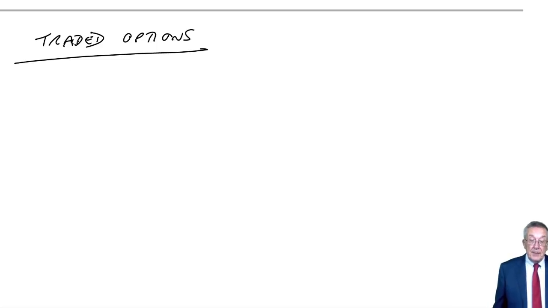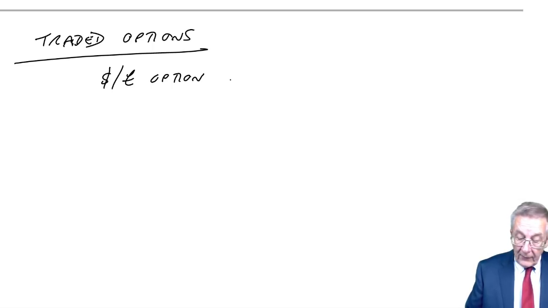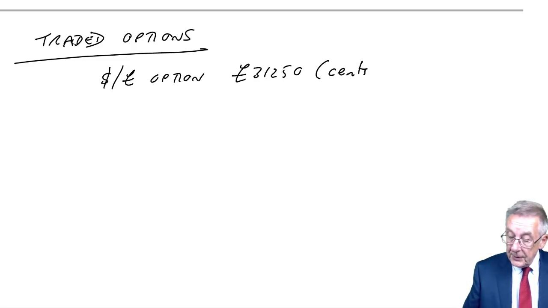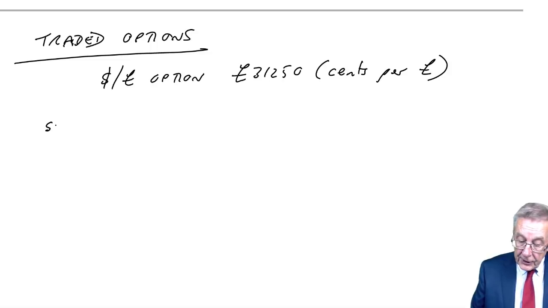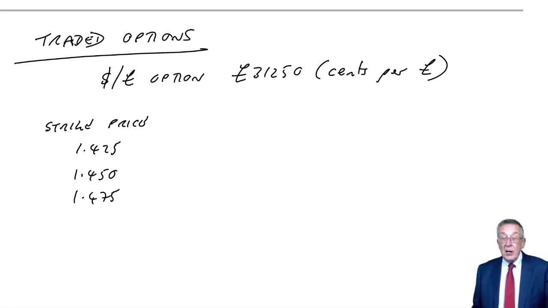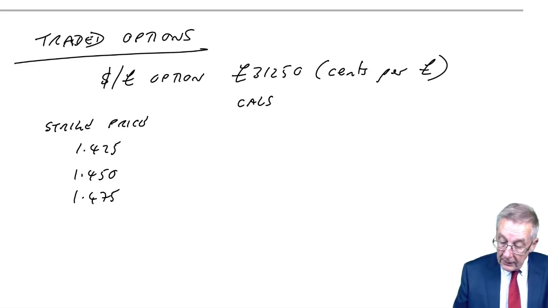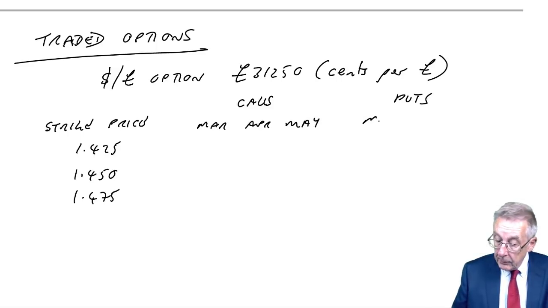So you've got there, I'm not going to write up the whole table on the screen, but you've got a table there. I'll write a bit of it. At the top it says dollar-pound options. We'll explain all of this, just let me write it down a minute. 31,250, brackets cents per pound. And then you've got a table where it has strike price, 1.425, 1.450, 1.475. And then you've got all those columns. An overall heading calls, March, April, May, and puts, March, April, May.